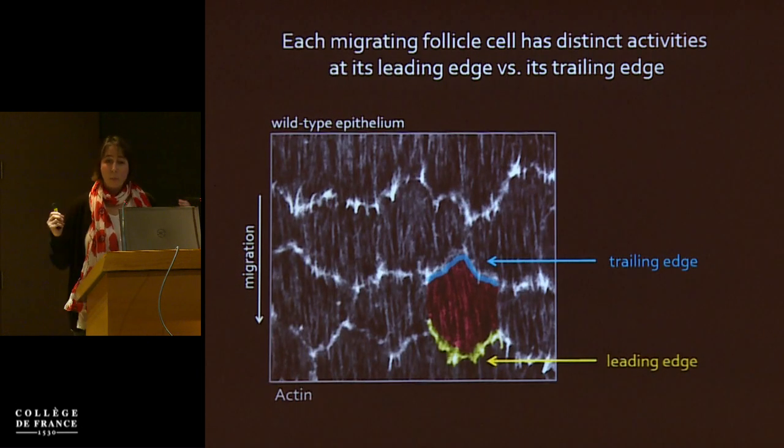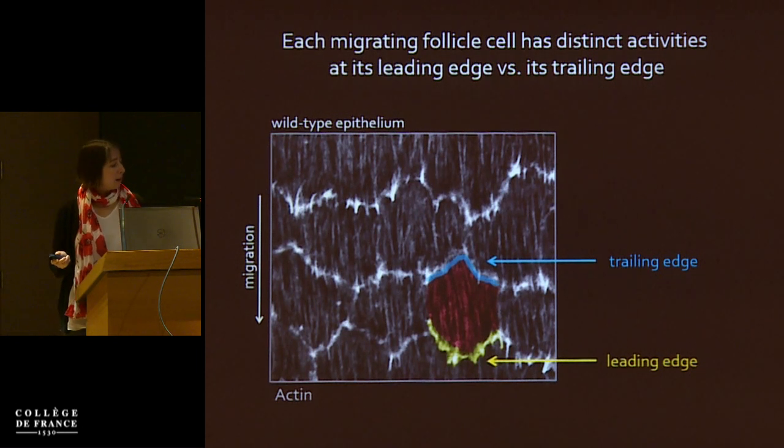Now, when that protrusion is going to form, of course, it's going to be setting down new integrin-based adhesions to the ECM. Ultimately, however, you need to release those adhesions at the trailing edge of the cell so that the trailing edge can retract and the entire cell body can move forward.